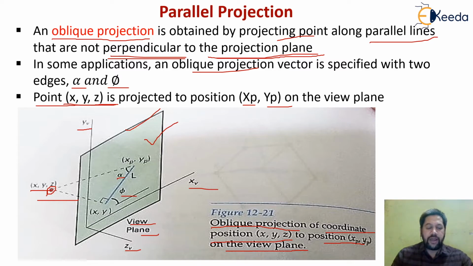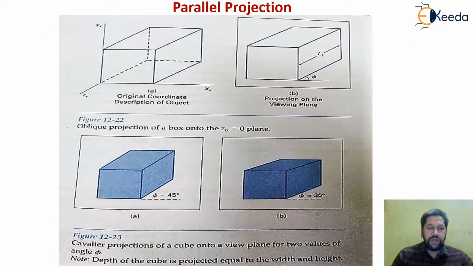We have one more diagram just to understand how we are going to take the oblique projection. Let us continue our discussion. I have directly shown the diagram, and I want everyone to concentrate on this so that we can get the oblique projection. This is the oblique projection of a box onto the zv equal to 0 plane. This is my original object A, the original coordinate description of the object. This is my ZV, YV and XV, which stand for the view plane in this case.